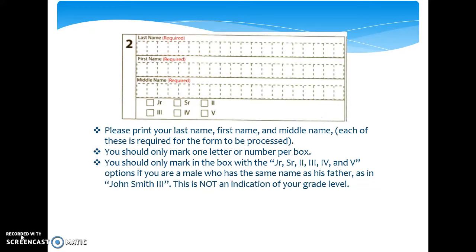In Section 2, please print your last name, first name, and middle name. Each of these is required for the form to be processed. You should only mark one letter or number per box. You should only mark in the box with the junior, senior, second, third, fourth, and fifth options if you are a male who has the same name as your father, as in John Smith III. This is not an indication of your grade level.